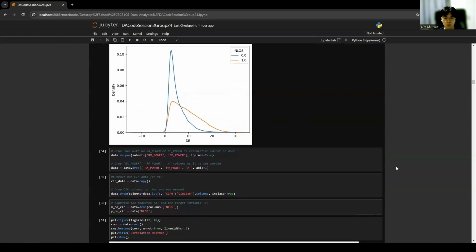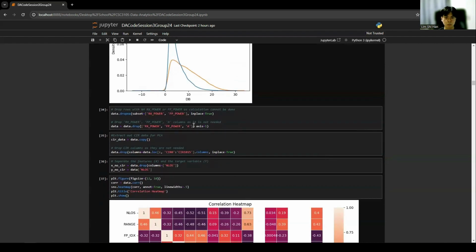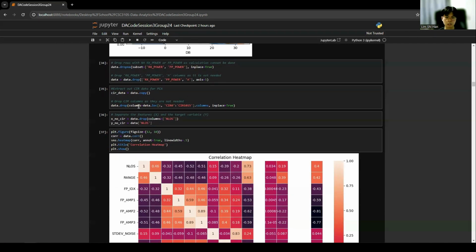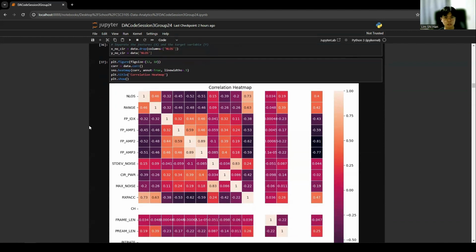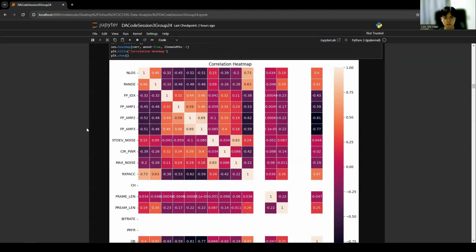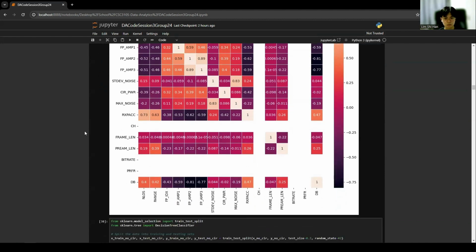So next, we dropped the columns for the Rx power, FP power, and the constant because we no longer needed them. And we extracted out the CIR data. And the CIR data is the 1016 columns that were samples collected in 1 nanosecond frames. So next, we separated that. We also did a correlation heat map for all other features to see whether any of the features were coinciding and determining whether they were helpful in determining N loss.